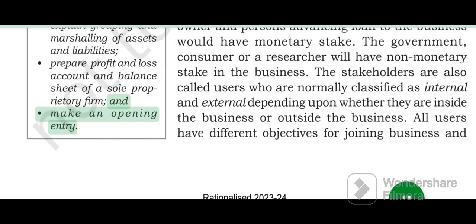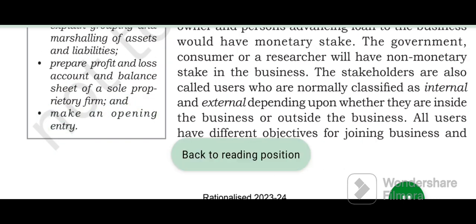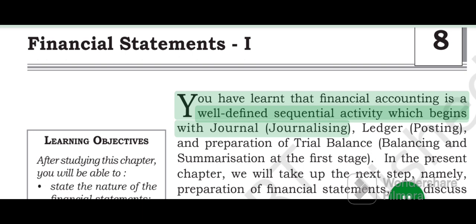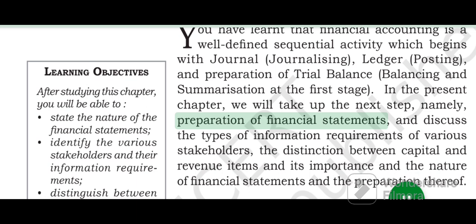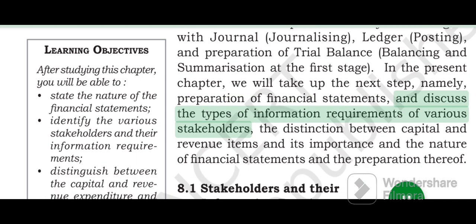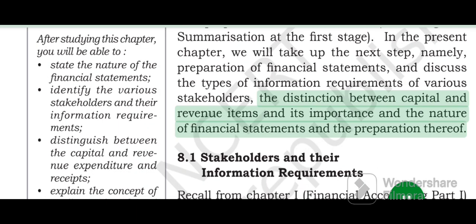And opening entry. You have learned that financial accounting is a well-defined sequential activity which begins with journal, journalizing, ledger, posting, and preparation of trial balance, balancing and summarization at the first stage. In the present chapter, we will take up the next step, namely, preparation of financial statements, and discuss the types of information requirements of various stakeholders, the distinction between capital and revenue items and its importance, and the nature of financial statements and the preparation thereof.